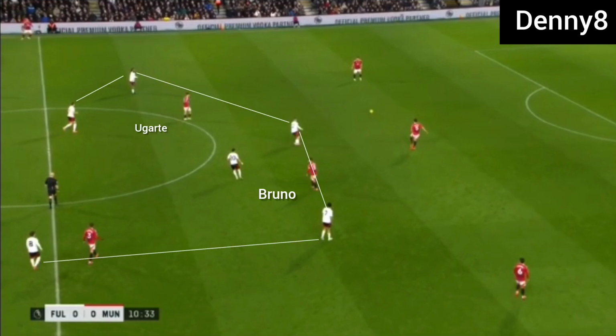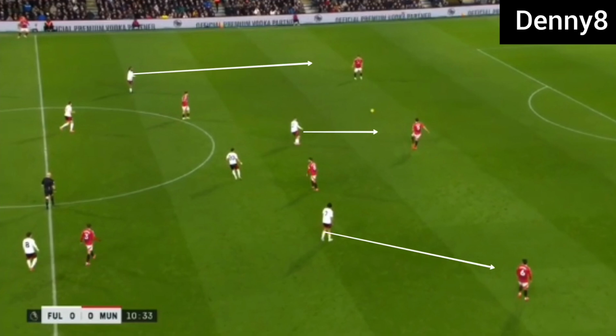In open play, Fulham were in a mid block. Man United were unable to build the game from the center due to Fulham's compact defending. Fulham were pressing with their front three in open play. Fulham's front three were pressing the Man United backline man to man.